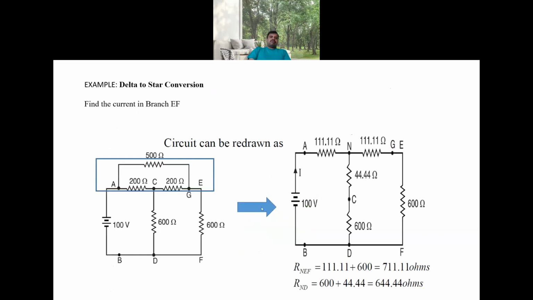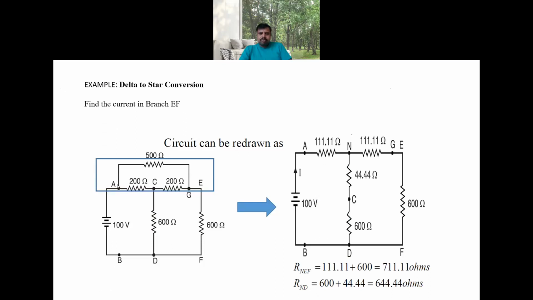Now we will see a small example so that you can better understand. In this example, you are supposed to calculate the current in branch EF. What is the normal technique? We can apply mesh analysis, nodal analysis, Thevenin's theorem, or Norton's theorem. But here, a simple technique: these three, 500, 200, 200, are in delta. If you convert these three into an equivalent star, then you will get this 500, 200.